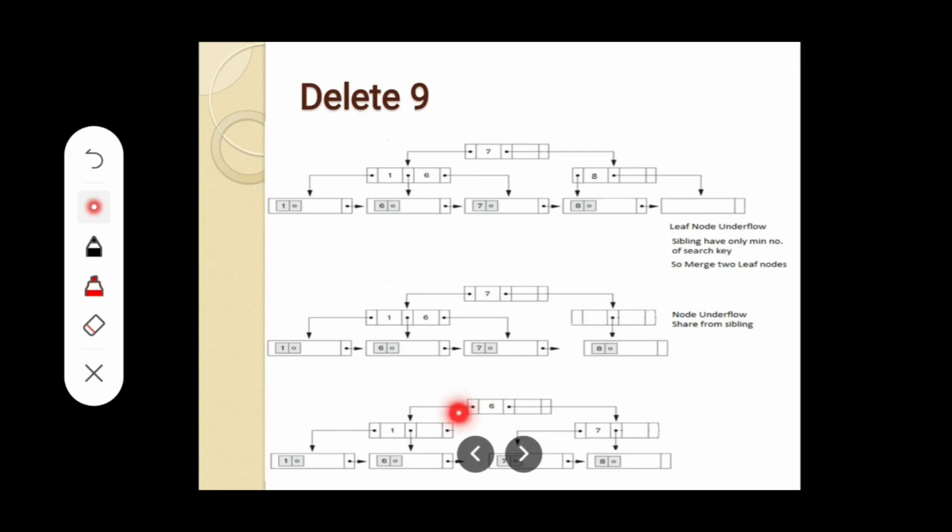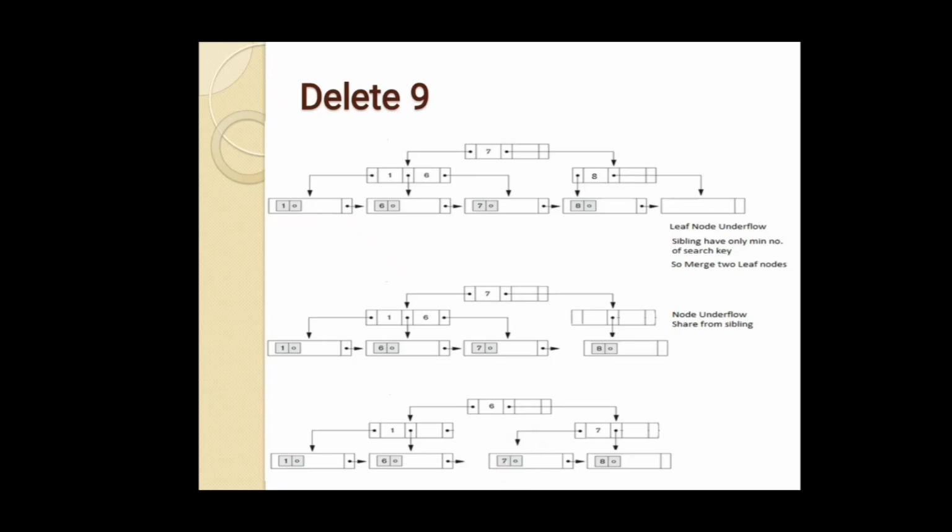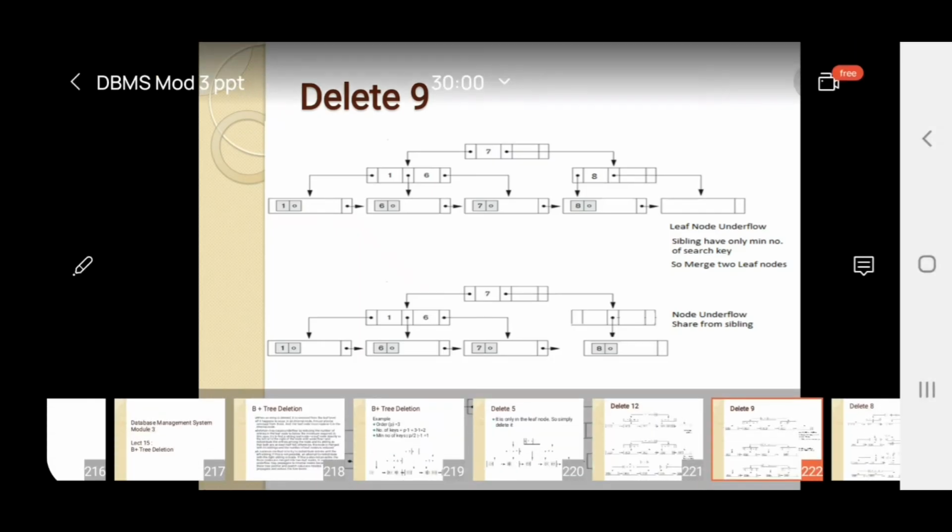Okay, 6. Whatever values are in the left child of 6 must be less than or equal to 6. Yes, there is 1, right? The left of 1 must be less than or equal to 1. Yes, right. The right child of 1 must be greater than 1. Yes, correct. Now here, the right of 6 must have values greater than 6. Yes, 7. The left of 7 must have values less than or equal to 7. Yes, less than or equal to 7. Yeah, right.